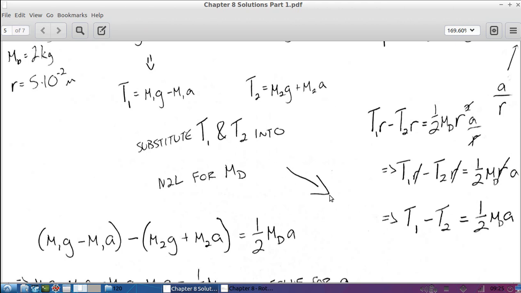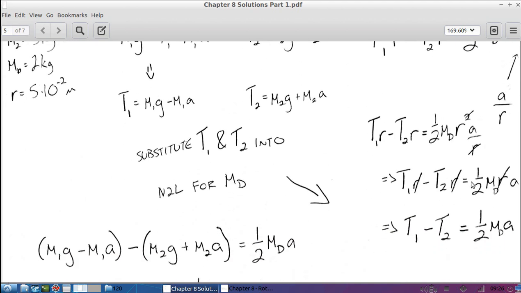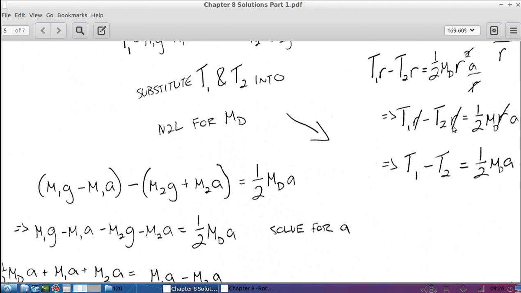So before I substitute these in, I'm going to simplify this just a little bit. Okay, so I've got T1r minus T2r is 1/2 mr squared alpha. So I substitute A over R in for alpha right here, and one of those r's goes away. That's nice. So now I have T1r minus T2r is 1/2 the mass of the disk, r times A. So this is good. I've got my three equations. I've got three variables, T1, T2, and A.